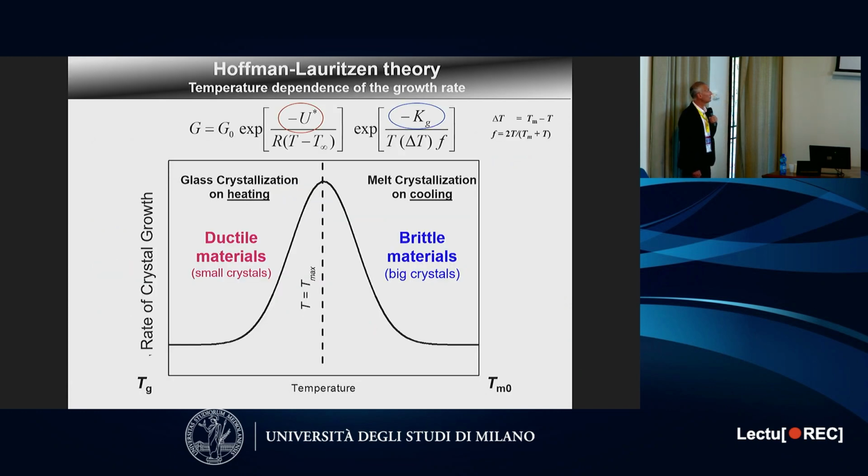So now, if you look at the Hoffman-Lauritzen theory, you see that you have this equation, the product of two exponential terms. One term is related to nucleation, when you crystallize from the melt, and one term is related to diffusion, when you crystallize in the glass region. And you see that the product of these two terms will give a bell-shaped curve. So it means that the crystallization rate passes through a maximum.